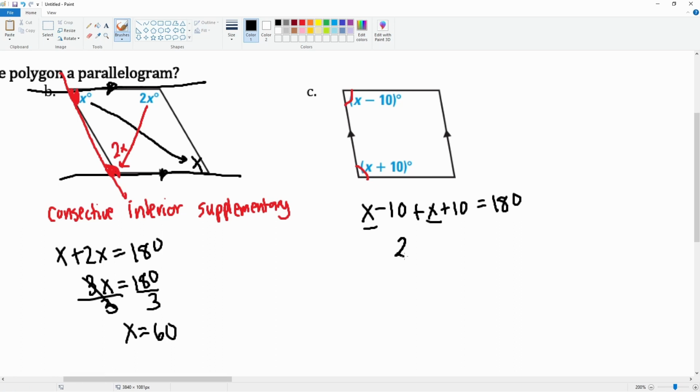x plus x is 2x. Minus 10 plus 10, that just disappears. So divide 2 to both sides. This cancels. We get x is equal to 90 degrees. So there you go.